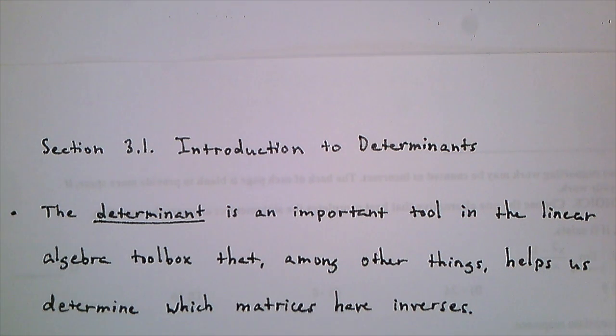In this video, we are going to learn about determinants. Determinants are an important tool from linear algebra that, among other things, help us determine which matrices have inverses. You might have also seen determinants in other courses. For example, the Jacobian is a determinant, and you might have also seen a determinant definition for cross products.